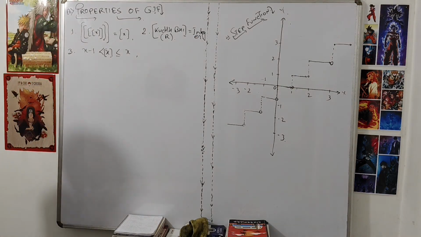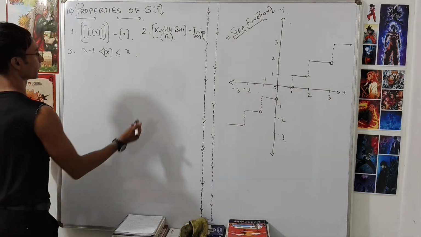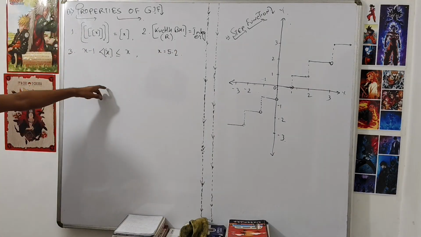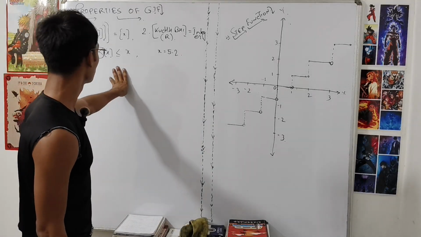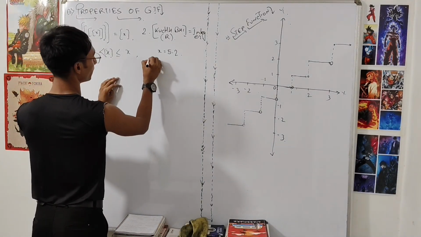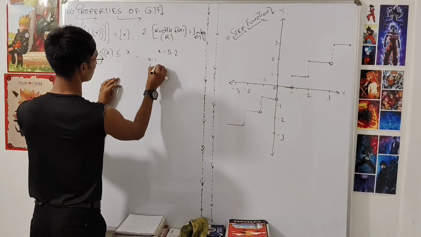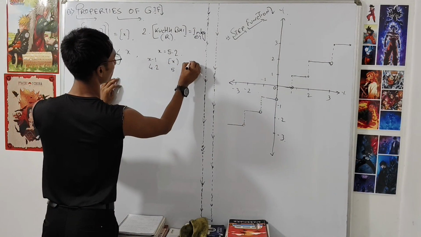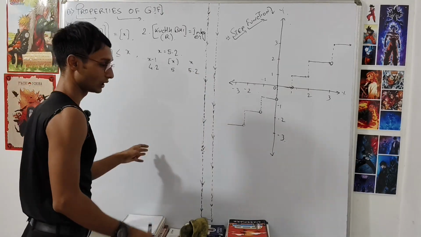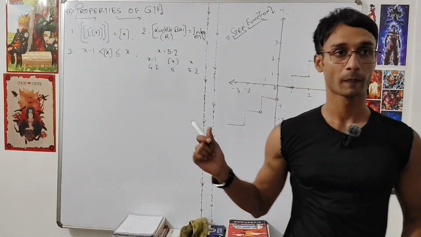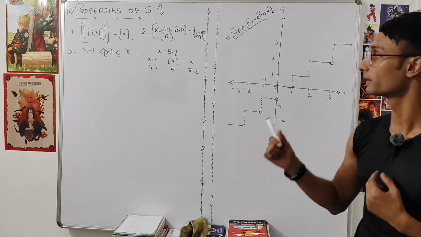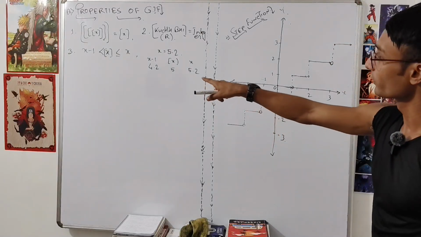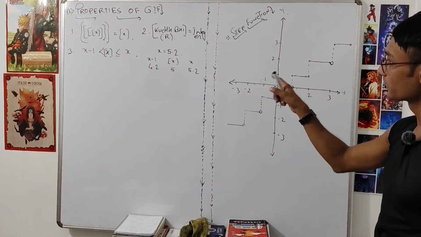Okay, we can also understand this with an example. Suppose the value of x is 5.2. So what will x minus 1 be? x minus 1 will be 4.2, and floor x will be 5, and x will be 5.2. Look at this one. Okay, we will use this property in limits. Yes, the third one is very important. So x minus 1 is less than floor x is less than or equal to x.